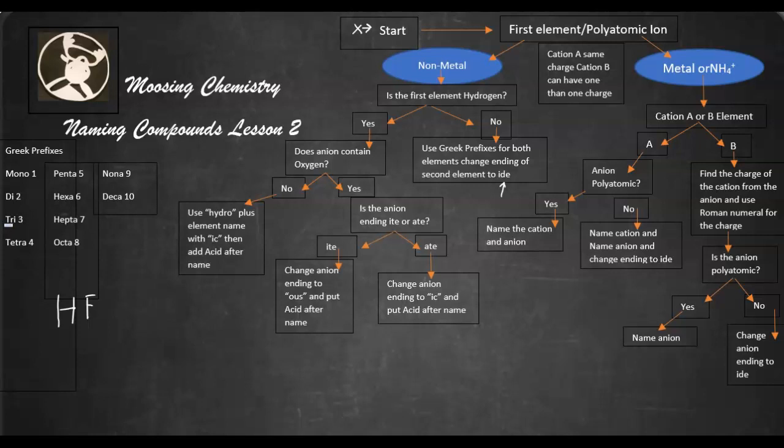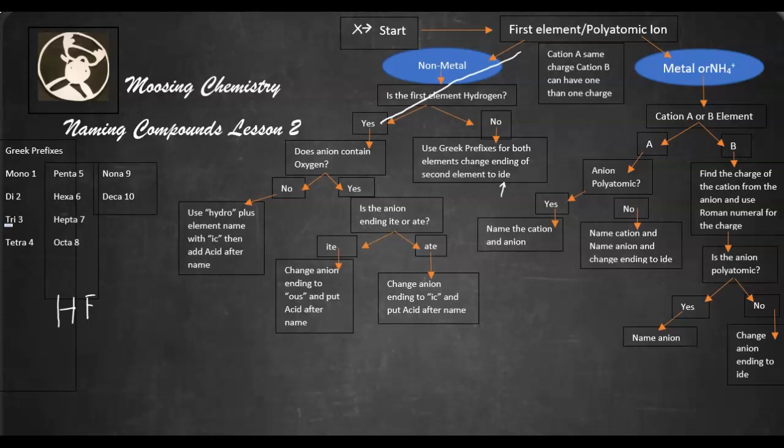Well, we know that this is not a polyatomic ion, because remember that polyatomic ions are two or more elements chemically combined that act like an element but are not truly an element. So is it a metal or non-metal? If we look on the periodic table, H is a non-metal, so we follow this orange arrow in this direction. Is it the first element, hydrogen? Yes, H is hydrogen, so we go here.